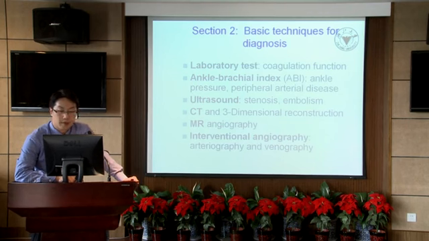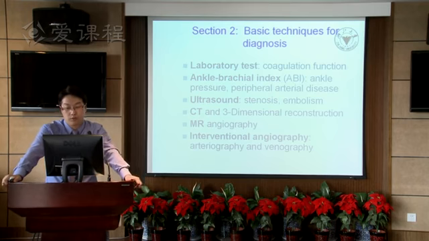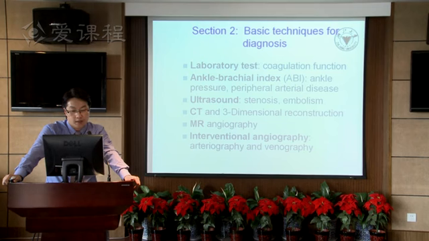Section 2, basic techniques for diagnosis include the laboratory test to assess coagulation function, ankle brachial index, meaning ABI, to check the peripheral arterial disease. Ultrasound shows the vessel stenosis and embolism. Examples are CT, MRI, and interventional angiography.